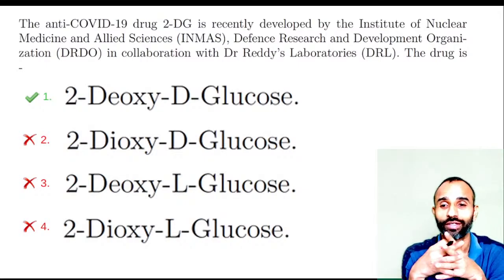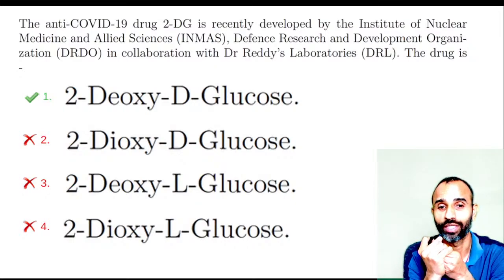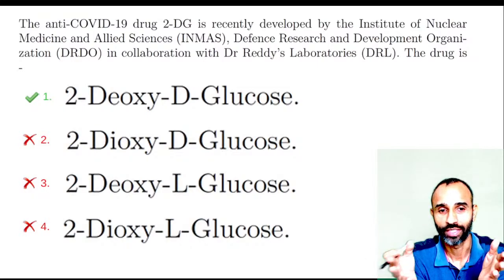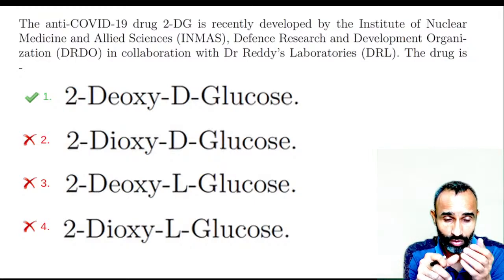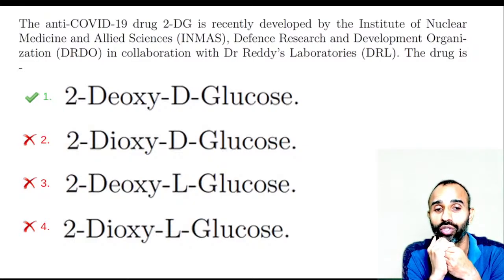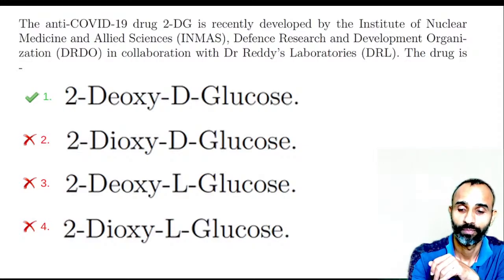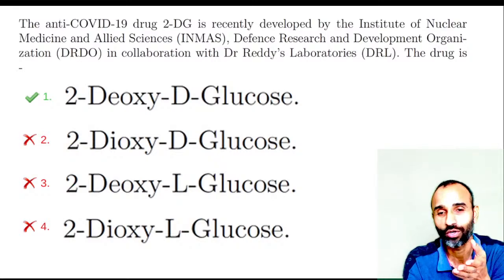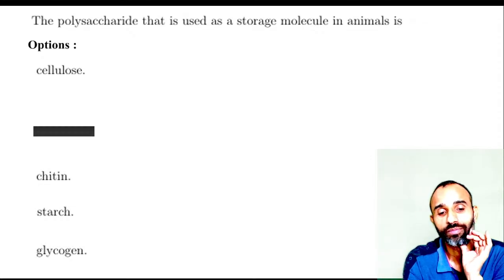This question was asked in the exam, but it is from the COVID side. You know, DRDO in collaboration with Dr. Reddy's lab gave this anti-COVID-19 drug 2-DG, 2-deoxy-D-glucose. Same, I think, ICER or NEST. The polysaccharide that is used as a storage molecule in animals is glycogen.